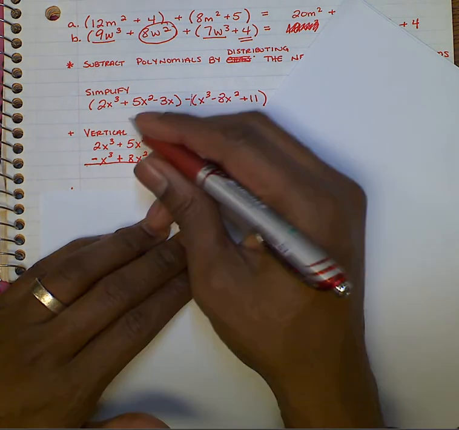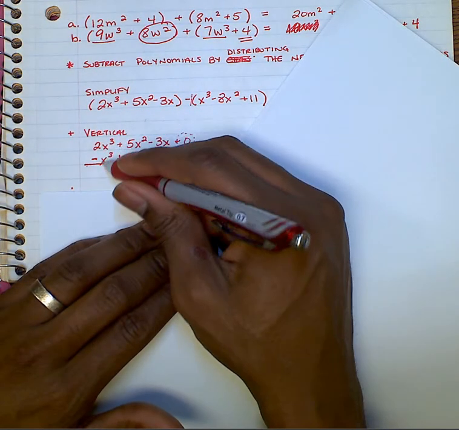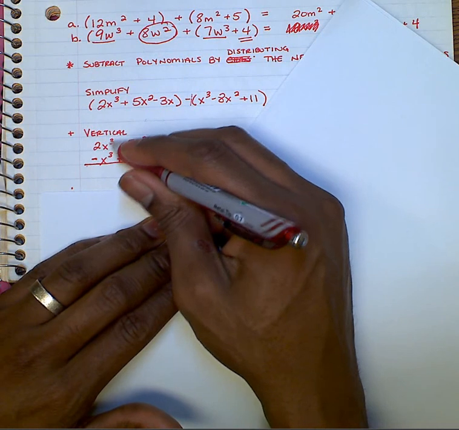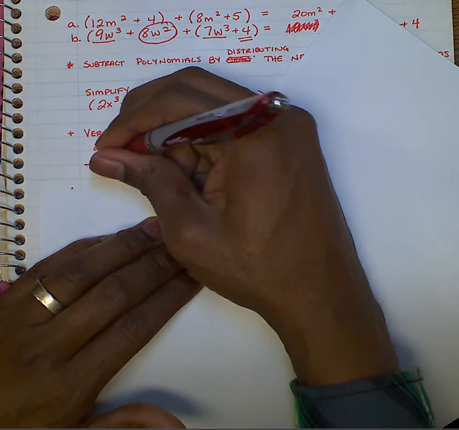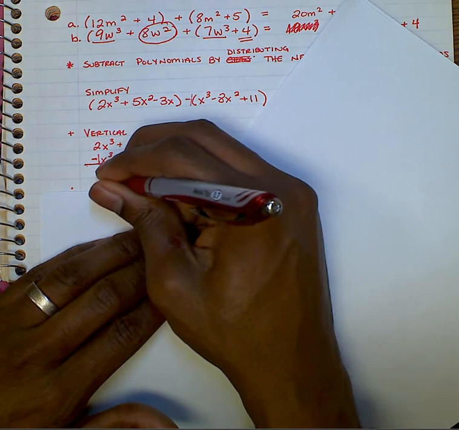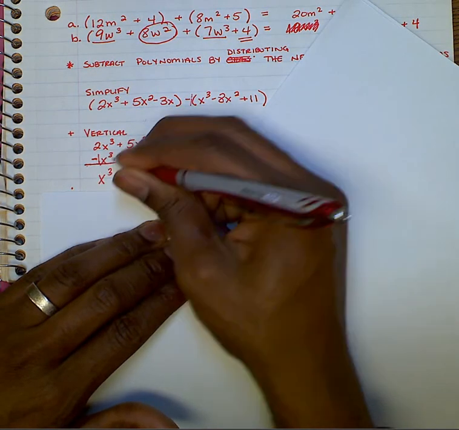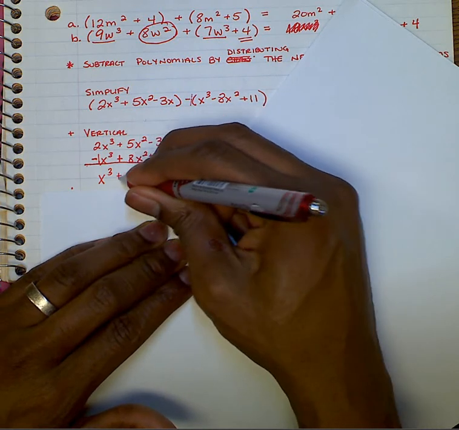Now as we do that, we have 2x cubed minus x cubed. Again, and especially for problems like this, people will want to cancel these x cubes out. They do not cancel out. Okay, I have 2 of something and I'm taking away 1 of that thing. That means I have 1 left. I have x cubed, 5x squared plus 8x squared will give me 13x squared.